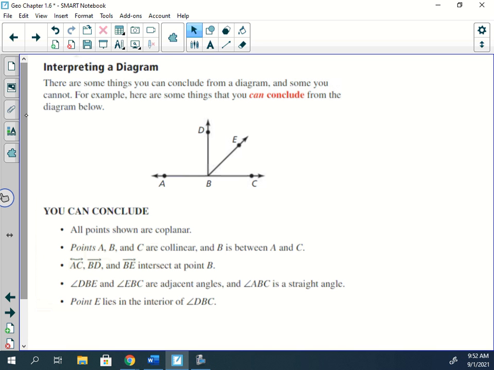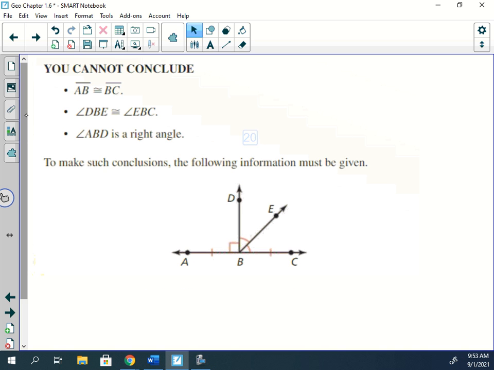We can conclude that angle DBE and EBC are adjacent angles, common vertex and common side. Hold on for 1 second. ABC is a straight angle. It's a line. It's a straight angle. And point E is in the interior of angle DBC.